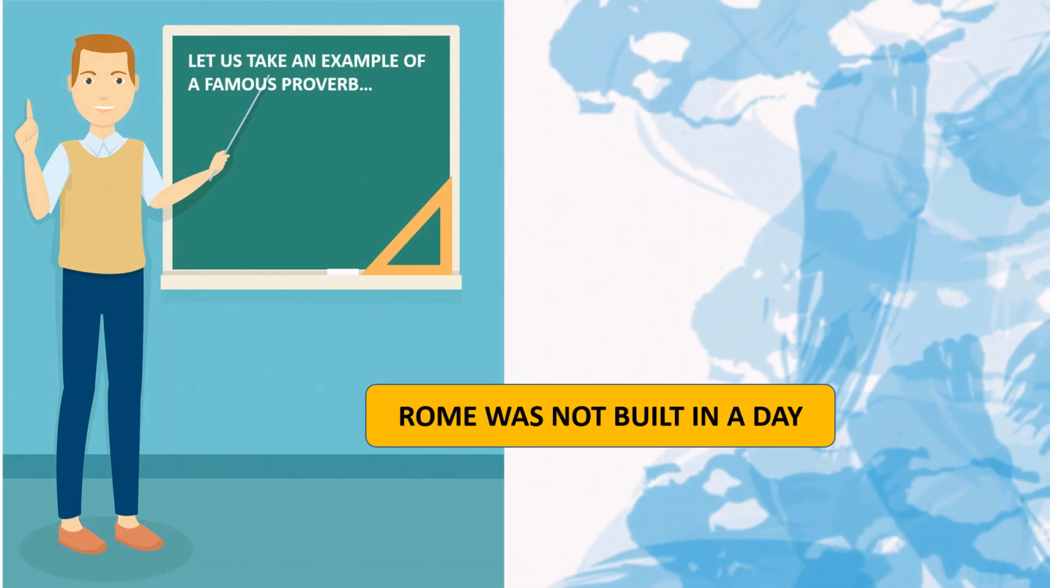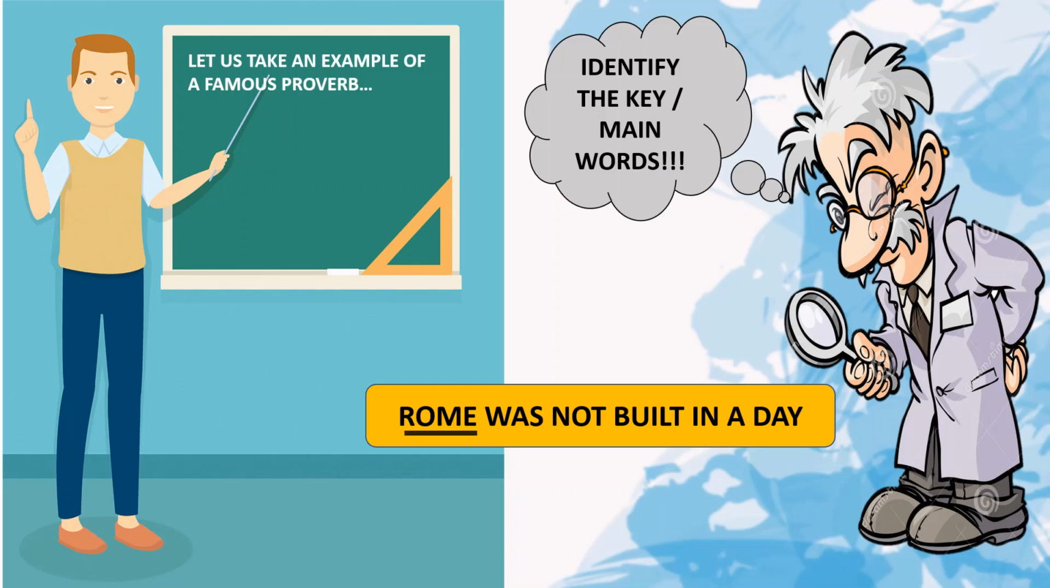Now let us understand what an expansion is with the help of an example. So let us take an example of a very famous proverb. As you all can see, the proverb is Rome was not built in a day. So when we talk about expanding this proverb, how do we start? What do we do first? So remember, the very first thing that we do is we identify the key or the main words in the given topic. Here the topic is a proverb, that is, Rome was not built in a day.